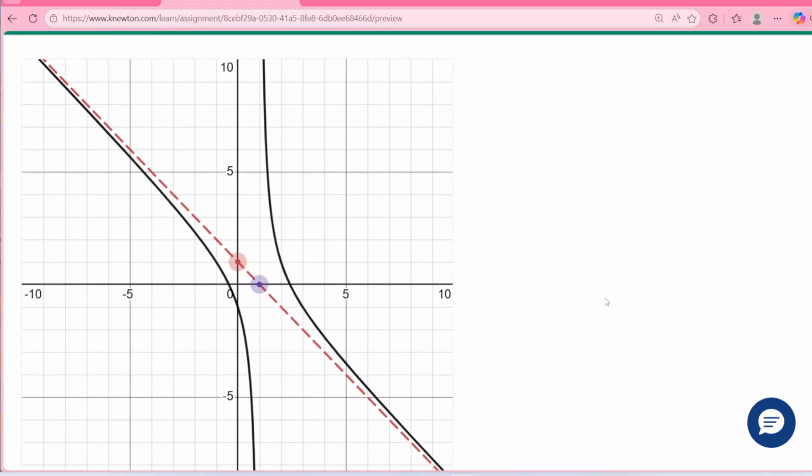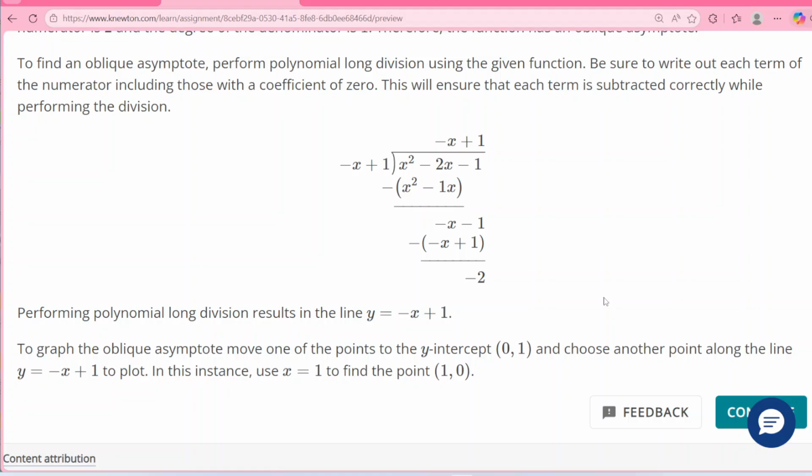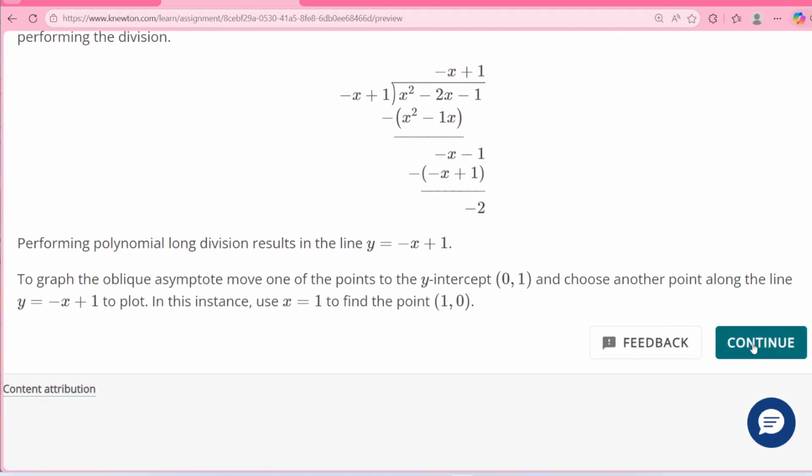Great. So again, they take you through the answer explanations and all that, do long division, remind you how to work that out. Great.